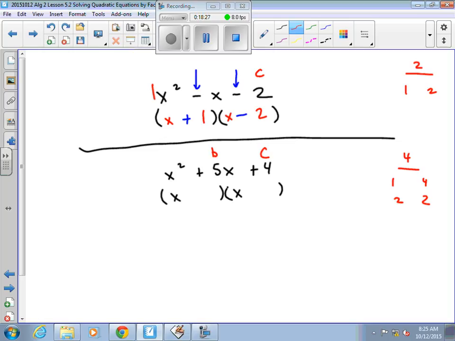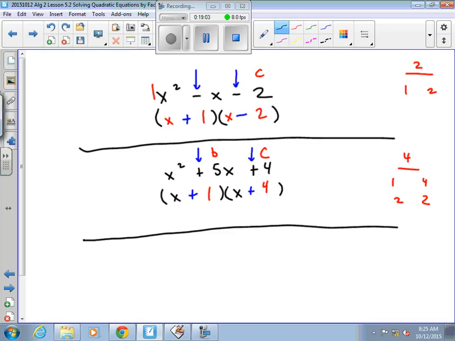If you put 1 and 4 together, you're either going to get 3 or you're going to get 5. Check the other pair just in case. When you put 2 and 2 together, you're either going to get 0 or you're going to get 4. That's not 5. So 1 and 4 are the numbers we have to use. This sign tells us they're the same or they're different. It's positive, so we know that those numbers are going to be the same. And since they're both the same, this one tells us that they're both positive. Plus 1, plus 4.